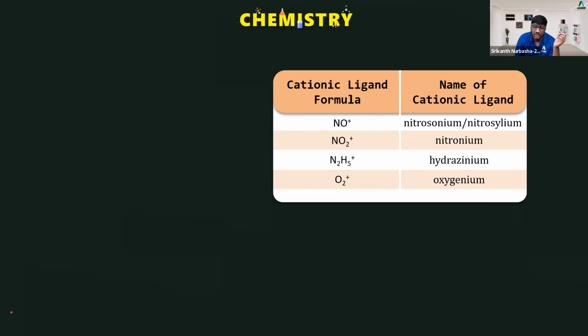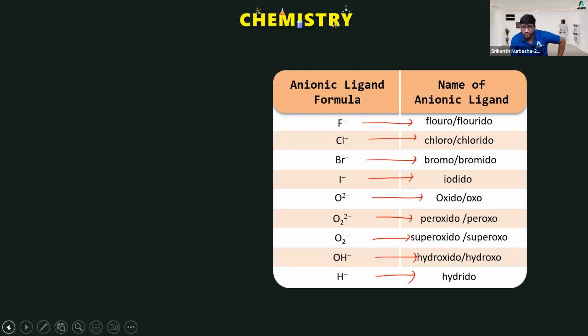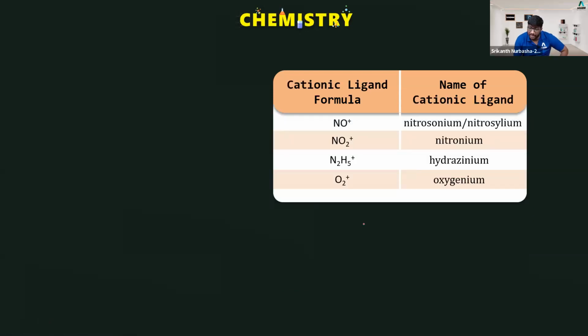Then we have cationic ligands, students. Sir, can you show the previous slide? Note down. If you are done, let me know. Done, sir. Similarly, you have to write down the names for the cationic ligands.